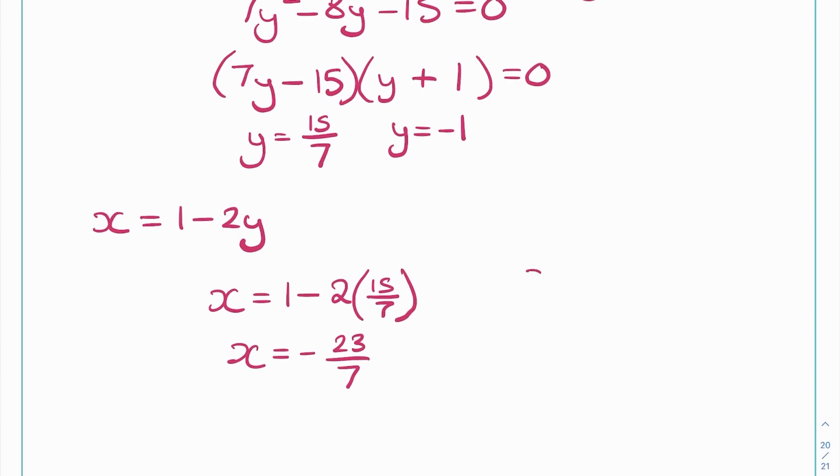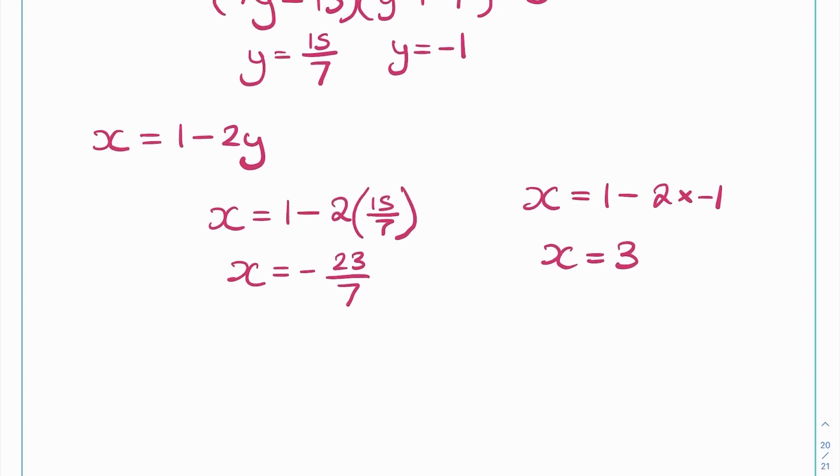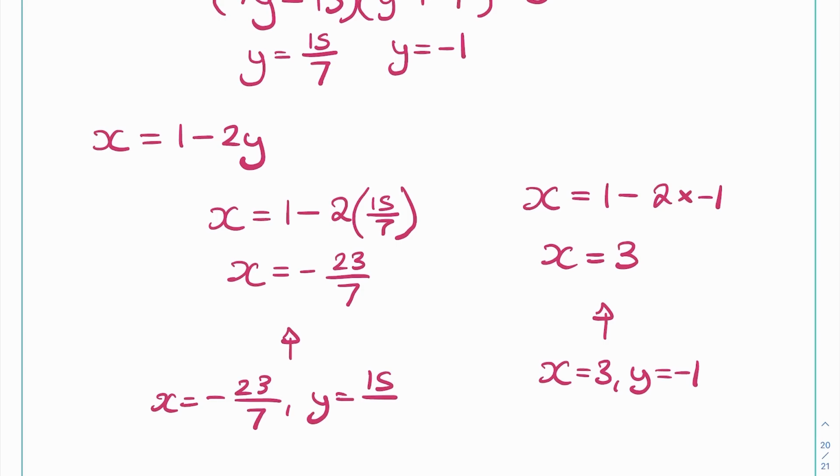For the next one, you've got x is equal to 1 take away 2 lots of negative 1, or 2 times the minus 1. I can type that into my calculator, 1 take away 2 lots of negative 1, and that gives me x is equal to 3. So these obviously come in pairs, as they are coordinates. So for this particular set of solutions, we get x is equal to 3, and y is equal to negative 1. And for this particular set here, we get x is equal to negative 23 over 7, and y is equal to 15 over 7.